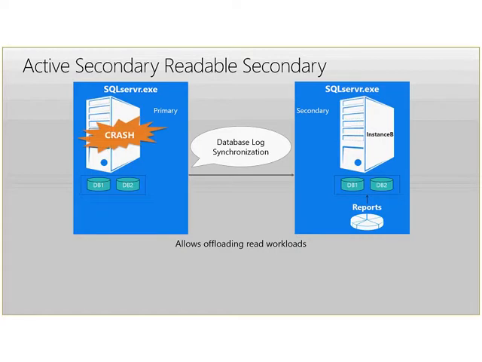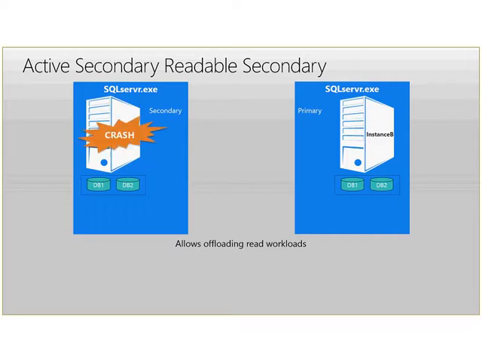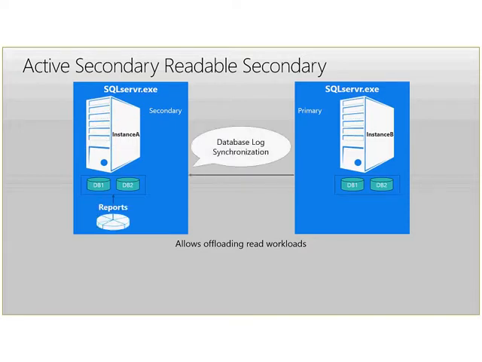So let's imagine that we have a crash on our primary. Regardless of the fact that we're running a read-only workload off of our secondary server, from a configuration perspective that secondary server is now going to become our primary. So it's going to fail over. You can see that instance B has now become our primary. The roles reverse, so the database log synchronization will be happening from instance B over to instance A. And you can see that instance A has now picked up the reporting capability that we had originally with instance B. They've just totally reversed roles.